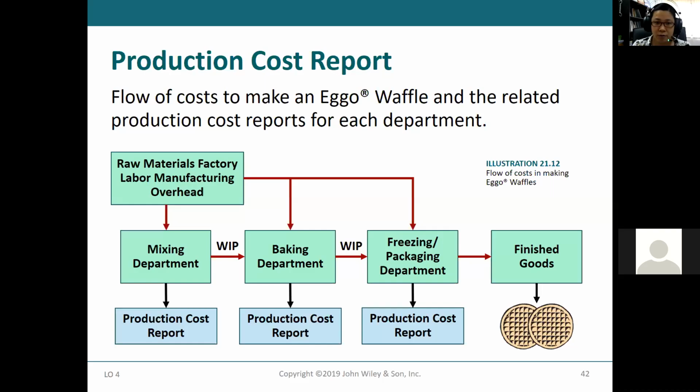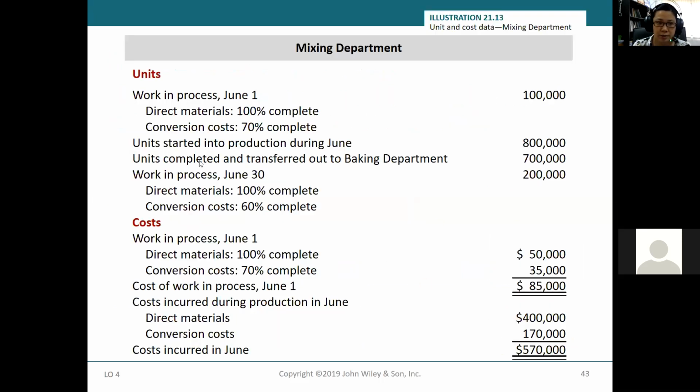Repeat again. For the process costing system, we have to prepare a production cost report. It's one of the most important documents in the process costing system. Every department has to prepare the production cost report. Every department will use material, labor, and overhead. And then if one department finishes, they will transfer to another until finished goods. All right. Now let's look at the example here.